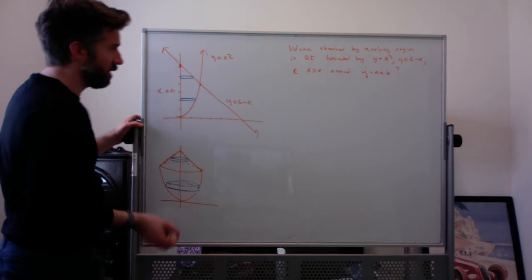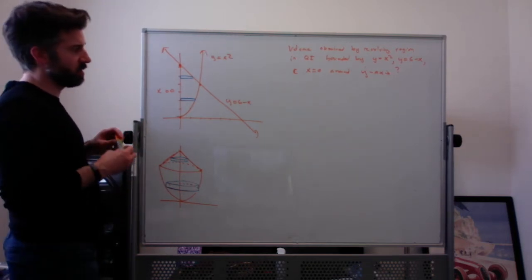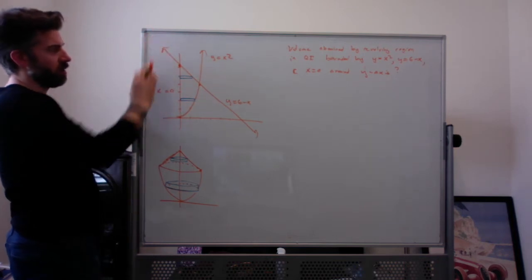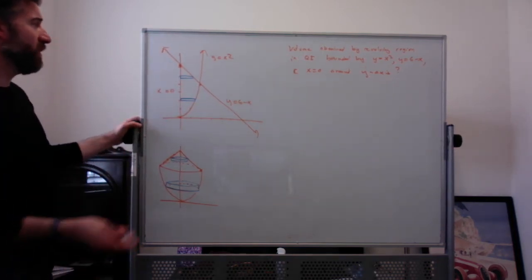We didn't specify quadrant 1 because if we said just bounded by those things, we wouldn't be sure if it was this region here or whatever was over here. We do need to find where these intersect.